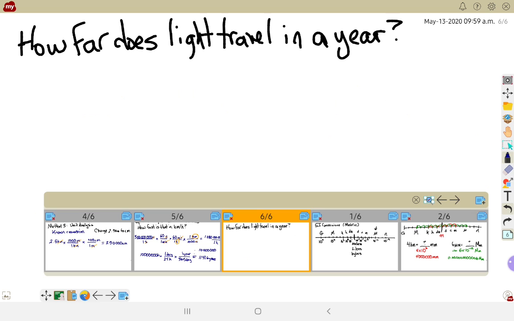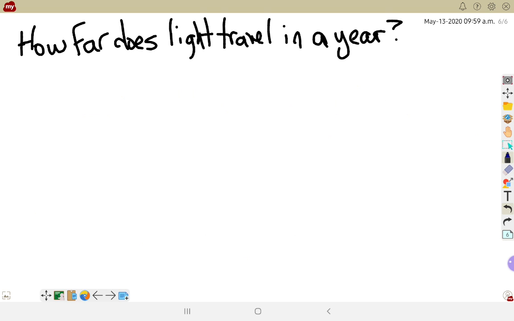Okay. So one other thing I want to show you. How far does light travel in a year? So I've got that 300 million meters per second. I'm going to change that. Now I want years as my unit, right? How far does light travel in a year? So I got to get years.